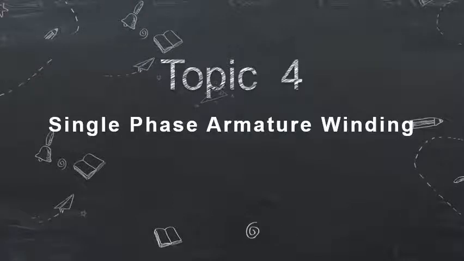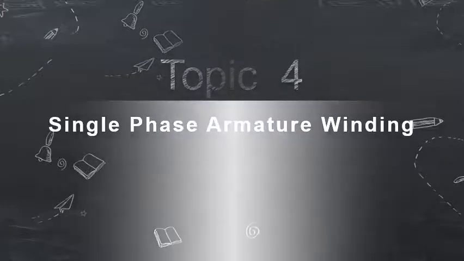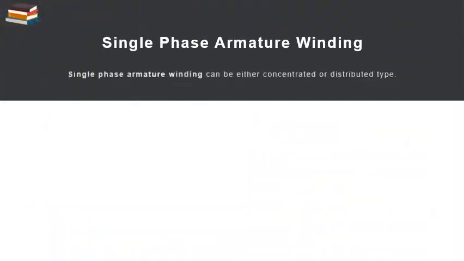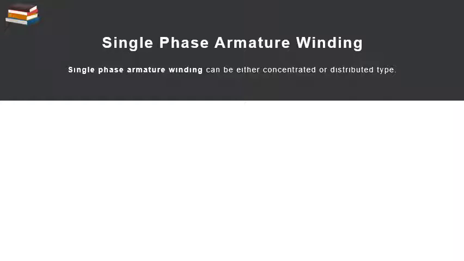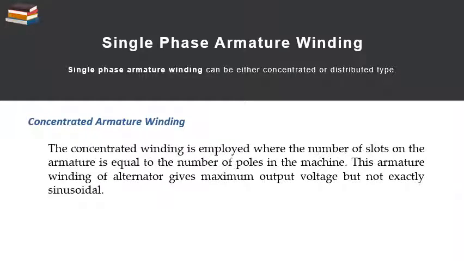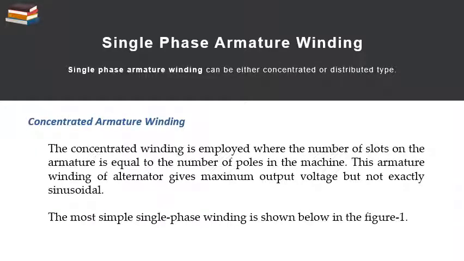The next topic is single phase armature winding. Single phase armature winding can be either concentrated or distributed type. So number 1 is concentrated armature winding. The concentrated winding is employed where the number of slots on the armature is equal to the number of poles in the machine. This armature winding of alternator gives maximum output voltage but not exactly sinusoidal. The most simple single phase winding is shown below in figure 1.